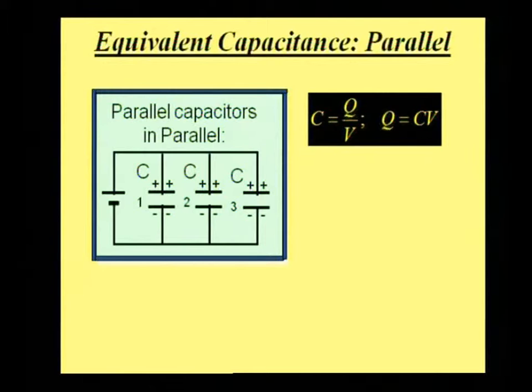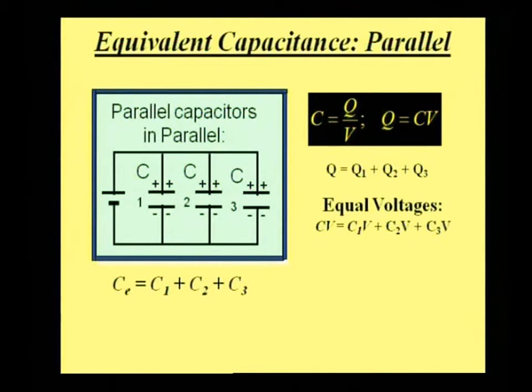So let's start with the parallel plate capacitor. This is the capacitance which the capacitor carries, C equals Q by V, or you can write Q equals C into V, where Q is the charge of the capacitor, V is the applied voltage and C is the capacitance. Now Q is the total charge, which is divided among all three capacitors, so it is the summation Q1 plus Q2 plus Q3.